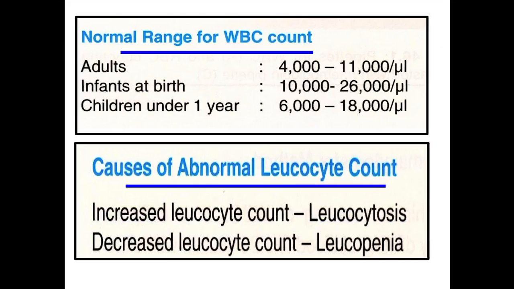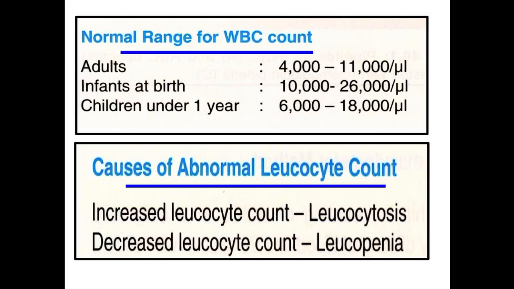Next, coming to the normal range for WBC count. In adults, it is 4,000 to 11,000 per microliter, whereas in infants, it is 10,000 to 26,000 per microliter. And in children under 1 year, it is 6,000 to 18,000.